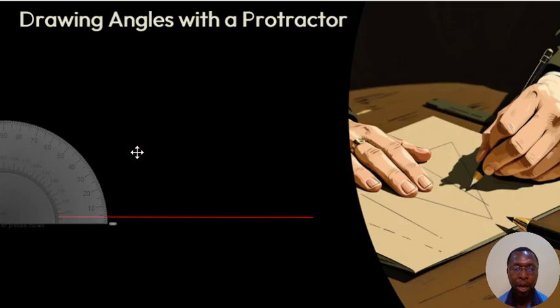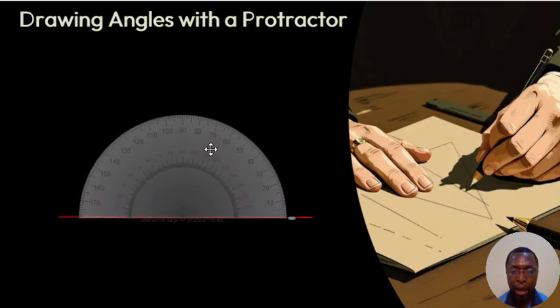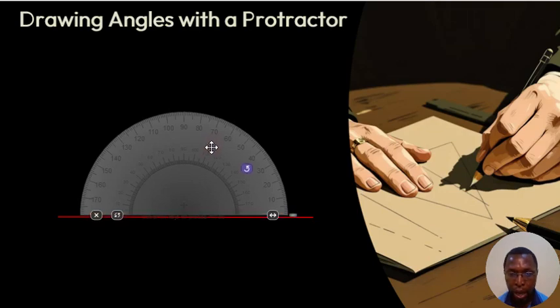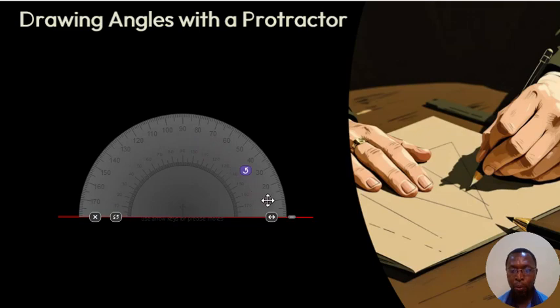It's your protractor here. Now this protractor, you place it on the line. Your protractor is calibrated, so you place it on the line from 0 to 180. From here to 180. Can you see this? 10, 20, 30, up to 180 degrees.